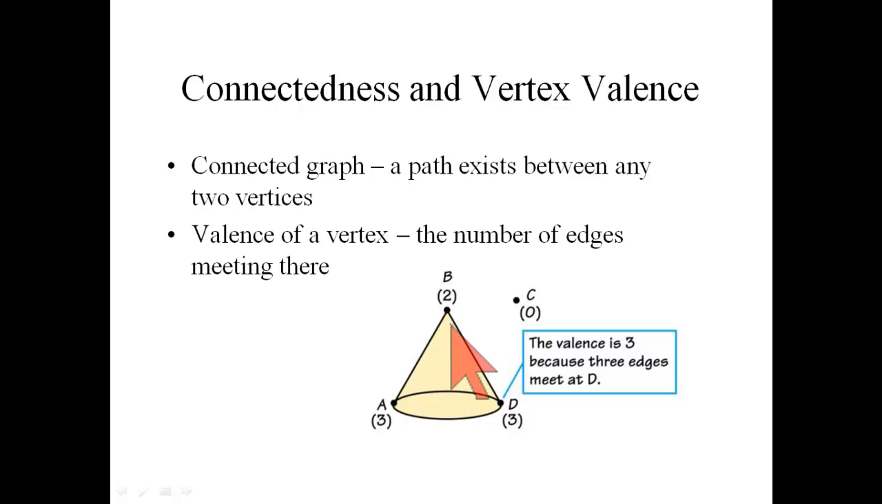Another concept is the so-called valence of a vertex. Valence is a word that comes from chemistry, and for our purposes it'll mean the number of edges that meet there. So each vertex has a number in parentheses near it, and for example, the valence of vertex D is 3 because there are 1, 2, 3 edges coming into it. The valence of vertex B is 2, and the valence of vertex C is 0 because no edges come into it. And these two concepts, connectedness and valence, turn out to be exactly the ideas that we'll need to answer the question about which graphs have Euler circuits.